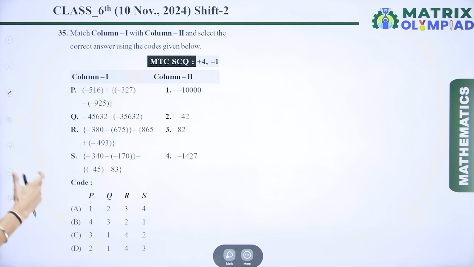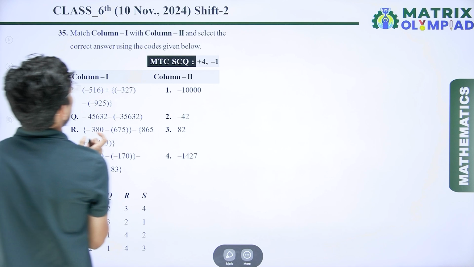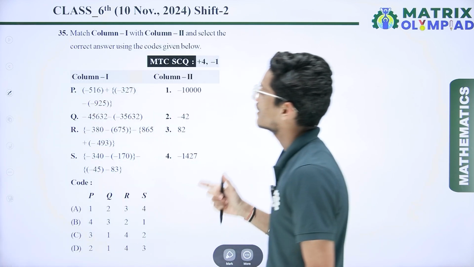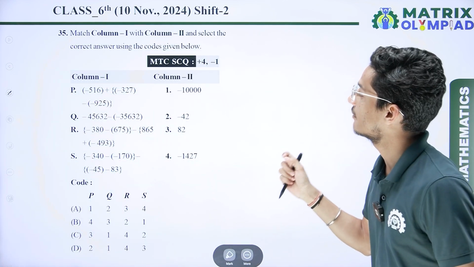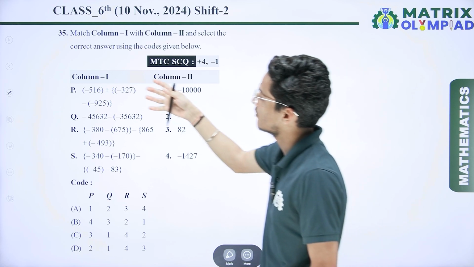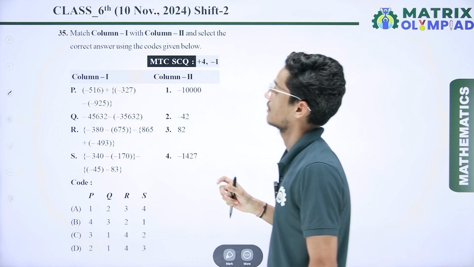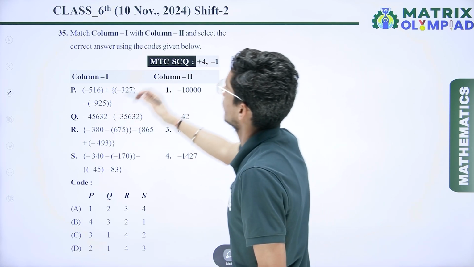So here option number C is the correct answer. So now if I talk about the next question, that is match column 1 and column 2 and select the correct answer using the code given below. So here we have given column 1 and here we have given column 2. So first we have to solve column number 1.